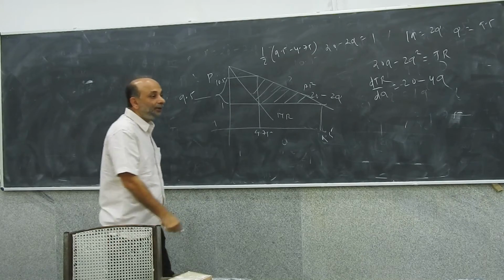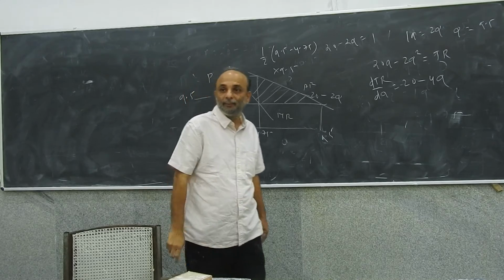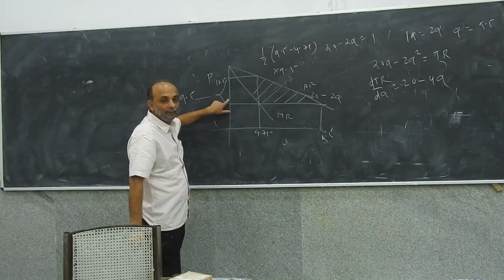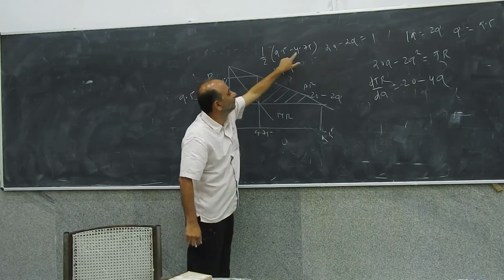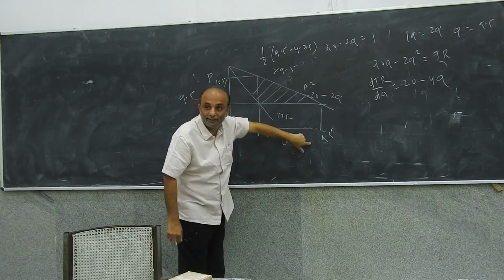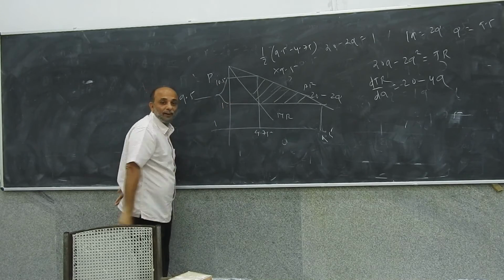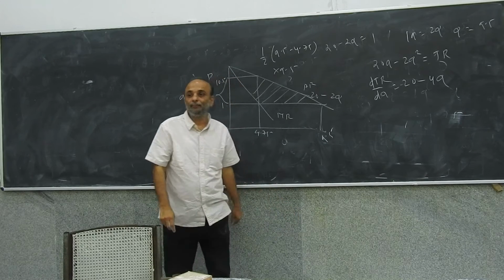Base into height, which is 9.5. What's 9.5 minus 4.75? So this is half base into height, which is 9.5, into 10.5 minus 1, right? So the deadweight loss is given by this quantity.